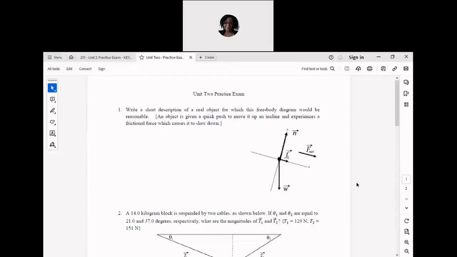A way you could achieve this is to give an object a push, not enough to guide it all the way up the incline, but instead a short push that would allow it to move away from your hand on its own. And while it's in the process of moving uphill, it is slowing down. So an acceleration vector for this item would also point toward the bottom of the incline.